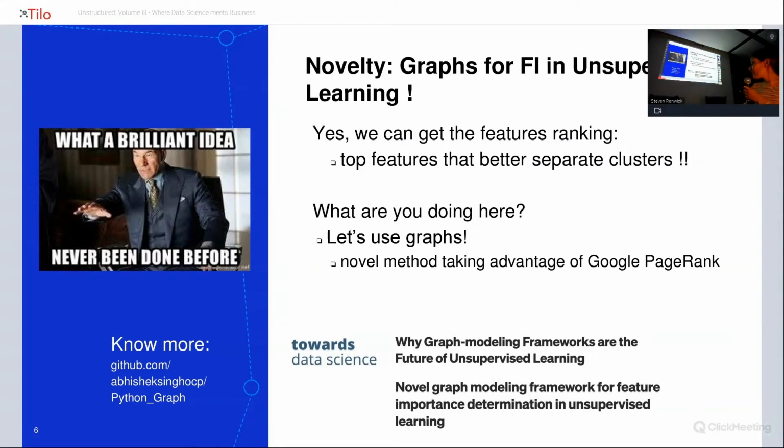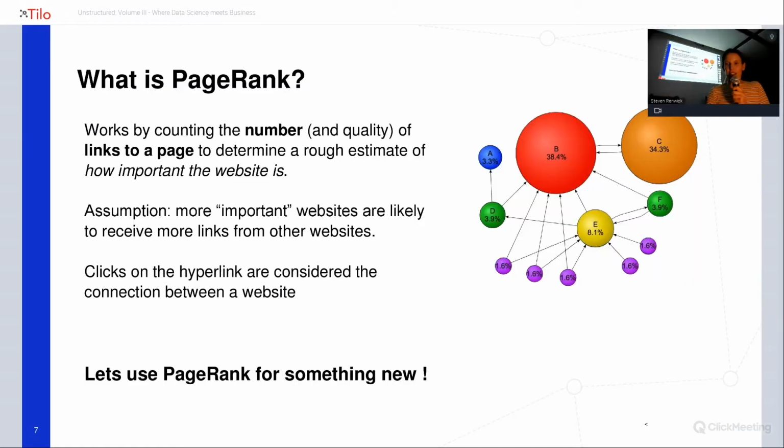So the novelty that Abhi will share right now has to do with graphs. This is a novel method in which Abhi took advantage of Google PageRank. You can learn more by going to Abhi's Git and reading our articles in Towards Data Science. And I will hand over to the man.